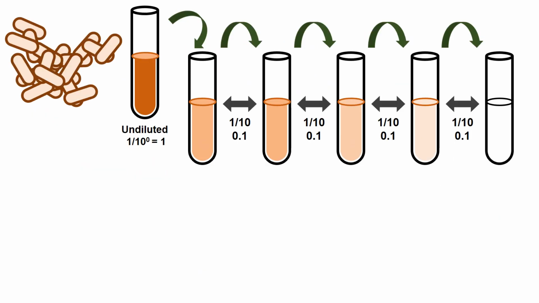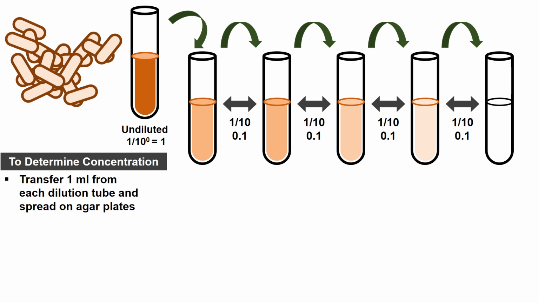Now that we've created the dilution series, let's use it for our original goal, which was to determine concentration. What is the concentration of the microbes in that original sample? That's what we want to know. So, to do it, let's go through the setup. Transfer a mil from each dilution tube and spread it onto agar plates.